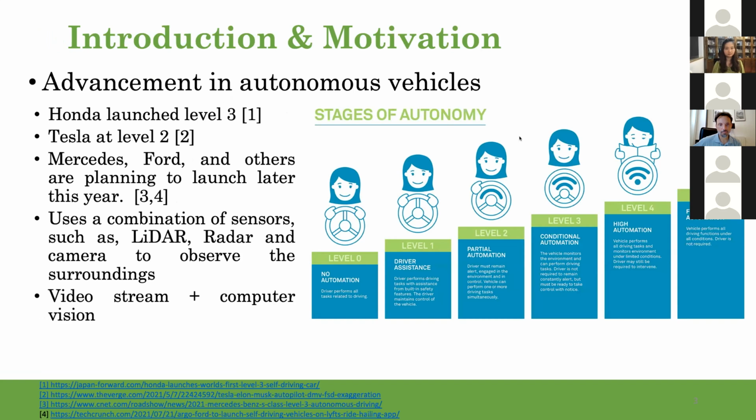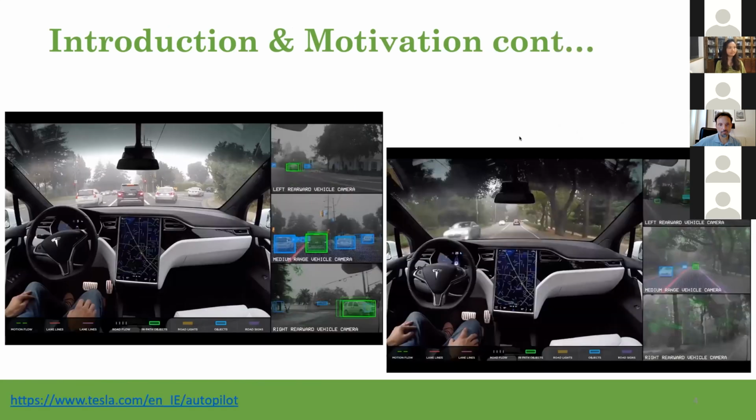These autonomous vehicles use a combination of sensors such as LiDAR, radar, and cameras to observe the surroundings. The video stream from the camera is synthesized using computer vision techniques and machine learning to make informed driving decisions. Here is an example of the Tesla autopilot vision system. The right side of the images shows how the system detects objects in the scene, in the images or videos.